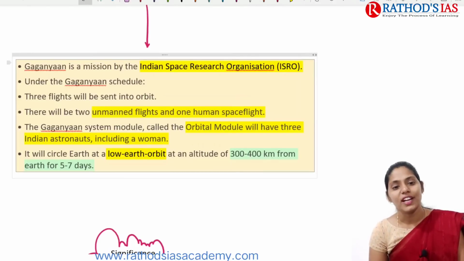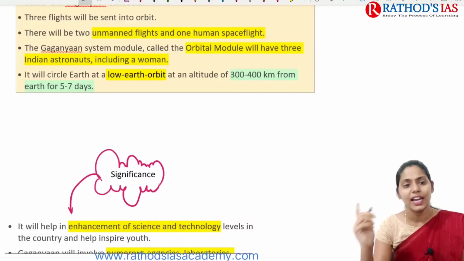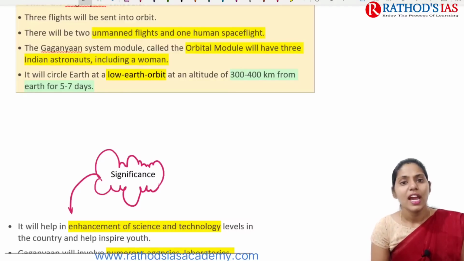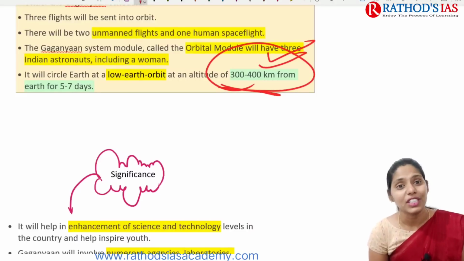Out of these 3 flights, 2 are unmanned and 1 is manned, or human space flight. And in this Gaganyaan system, the orbital module will have 3 Indian astronauts including women. This mission will circle Earth in low Earth orbit at an altitude of 300 to 400 kilometers from Earth for 5 to 7 days.